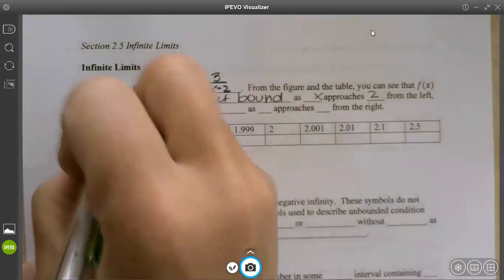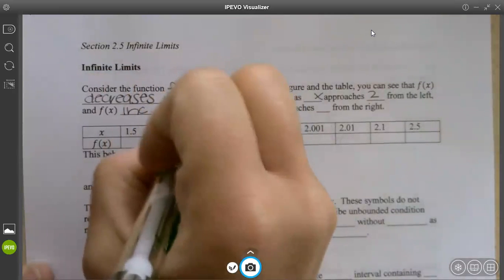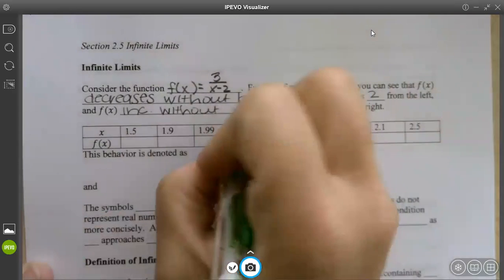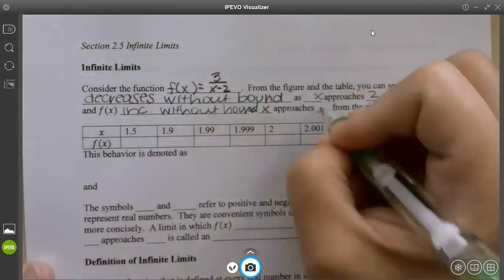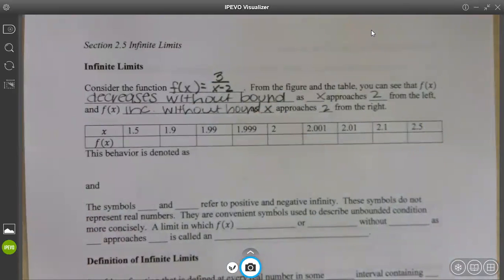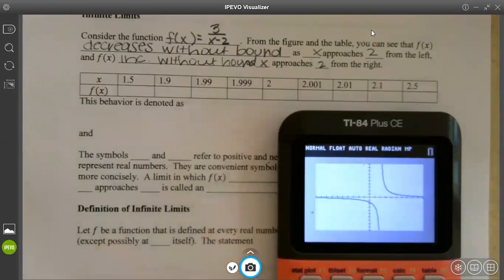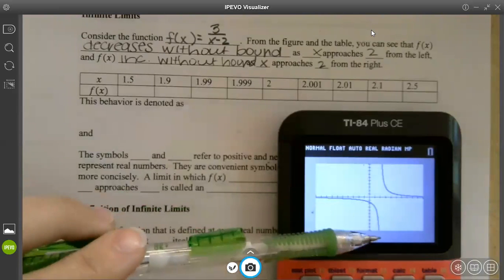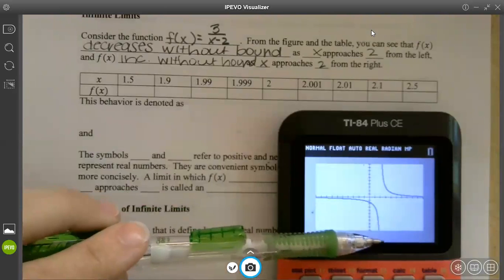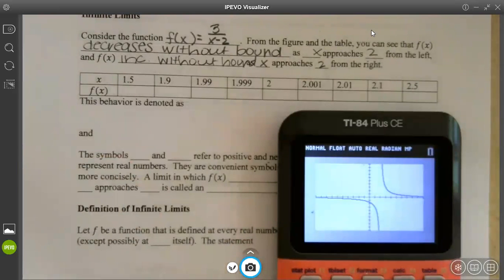And f of x increases without bound as x approaches 2 from the right. I'm going to show you one more time that graph. From the left, you're going to come from the left side of your calculator and follow the graph. When you get to 2, you can see that it's pointing all the way down, going to negative infinity. This one is going up to positive infinity. That's what you're doing today.